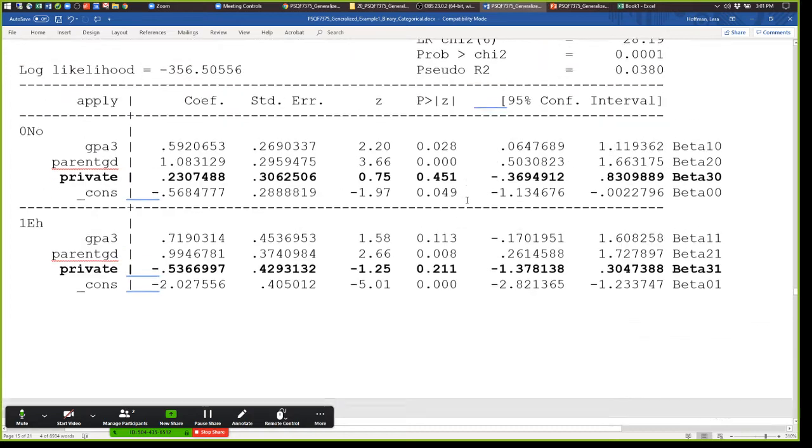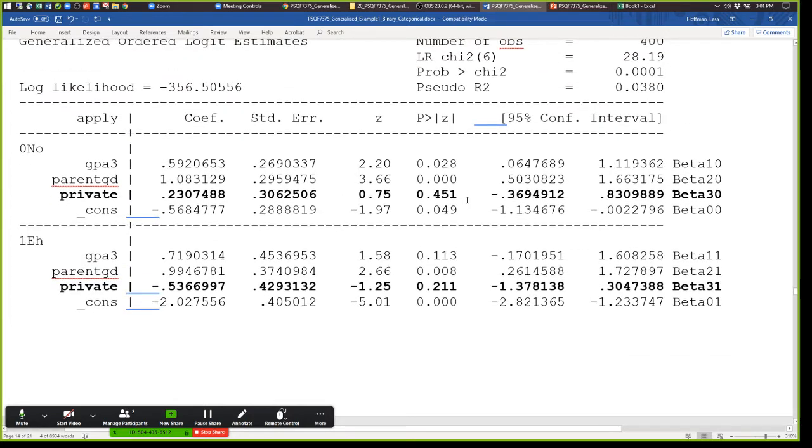So you can imagine a situation with a variable where the effects are completely different for different submodels, but if you try to smush them together into proportional odds, you would end up with something that doesn't describe either of them accurately.